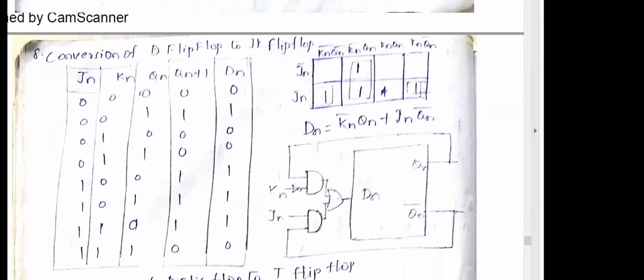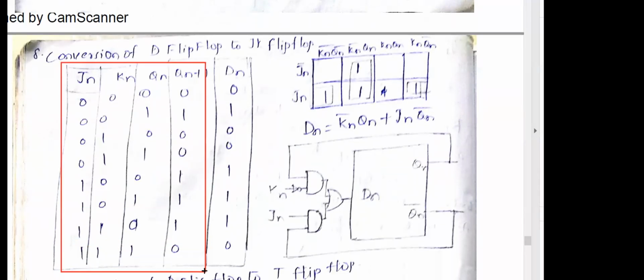We have to take the excitation table of D flip-flop and the functional table of JK flip-flop. Therefore, first we are taking the functional table of JK flip-flop. The JK flip-flop functional table has J and K as the inputs, Q of n is the present state, and Q of n plus 1 is the next state. After writing this functional table, we have to write the excitation table for D, taking the reference as Q of n plus 1, present state and next state.